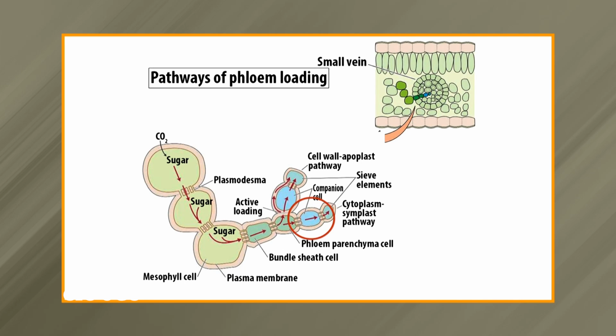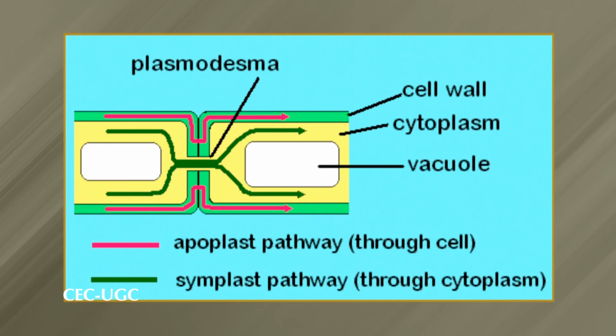In case of symplastic loading, however, movement of sugars takes place due to diffusion from the mesophyll to the sieve elements. This transport of sugars takes place through plasmodesmata. However, simple diffusion is not enough to explain symplastic phloem loading. This is due to the fact that during symplastic loading, only some selected sugars are loaded into the sieve elements.